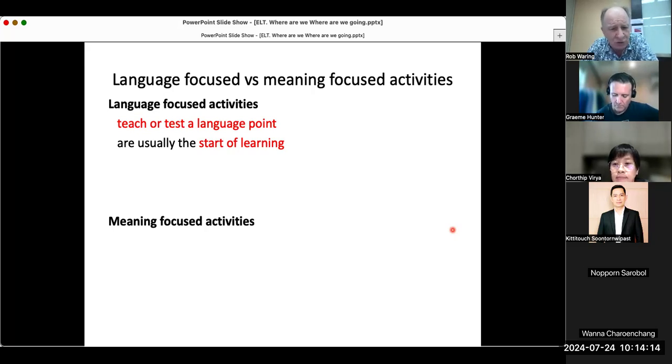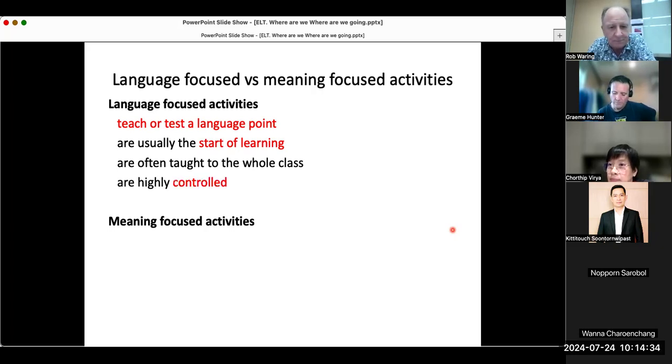So it might just be the introduction. So look, here's the present simple tense, right? Now I don't expect you to remember it, so we'll go over it tomorrow and so on. There's various aspects of the tense. This type of teaching is often done at the whole class level. All the students are being taught about this particular language point together. Not always, but very often that's the way.